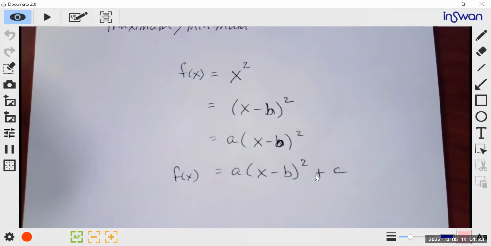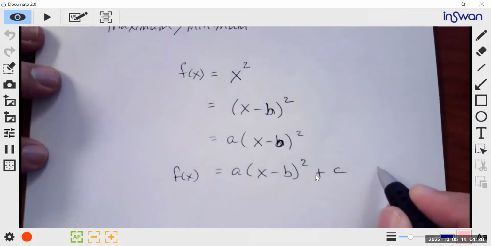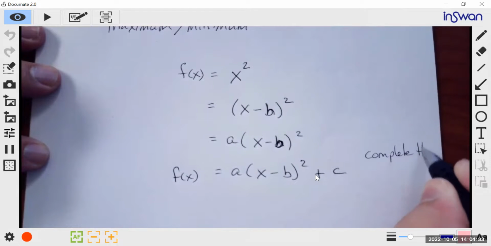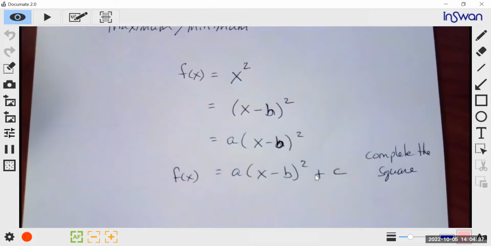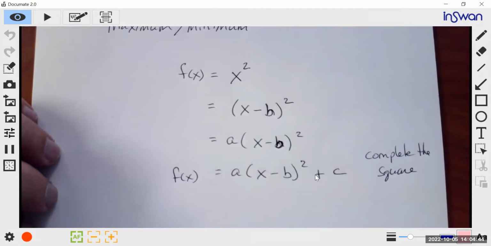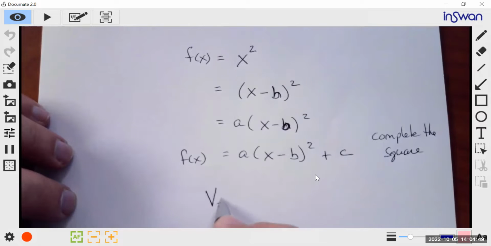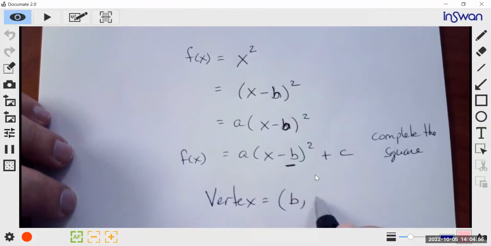This is the form that's after you do the complete the square. You have this form right here. The vertex of this form is BC.